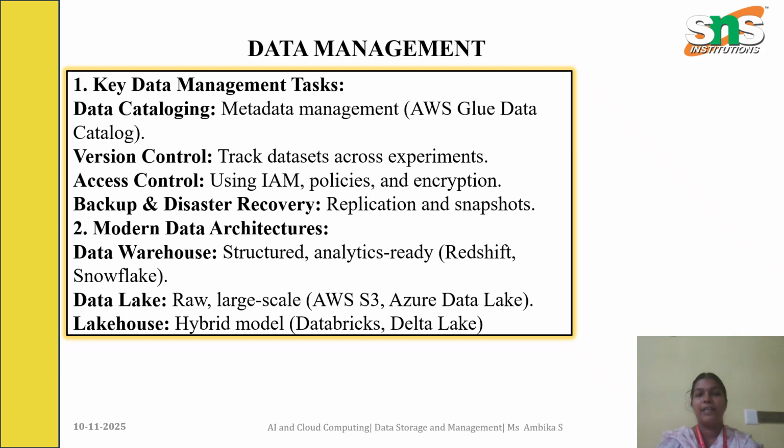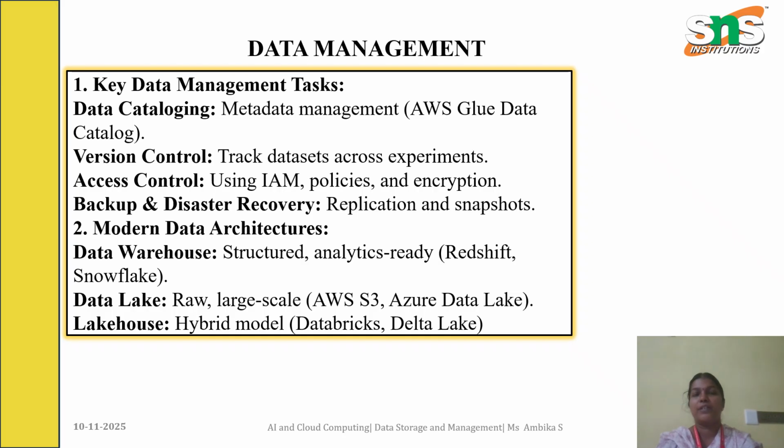Next comes data management. Some key data management tasks include data cataloging. Data cataloging mainly uses metadata. It helps users understand the data, where it is stored, and how it can be trusted. Next comes version control, done by tracking datasets across experiments. Access control is achieved using IAM, that is Identity Access Management policies, and some policies include encryption. Backup and disaster recovery is achieved using replication and snapshots.